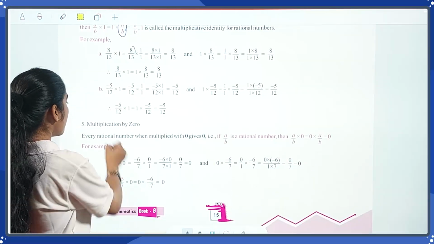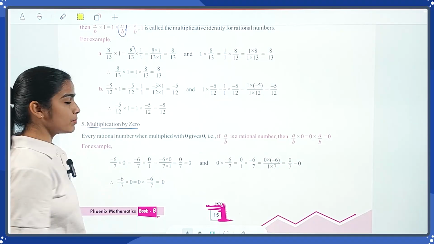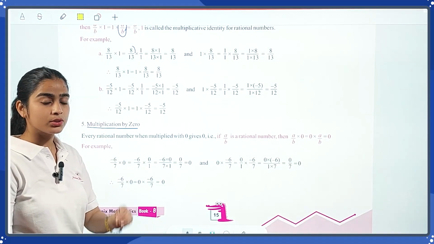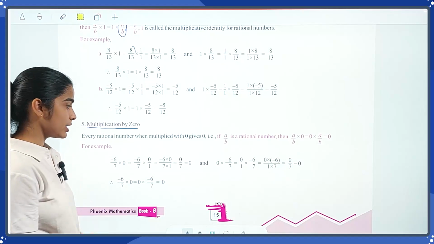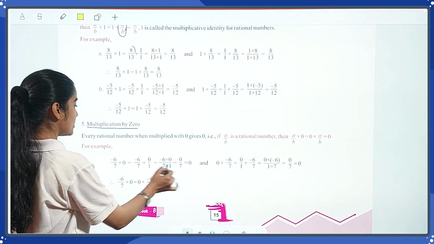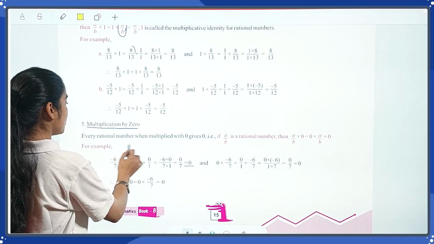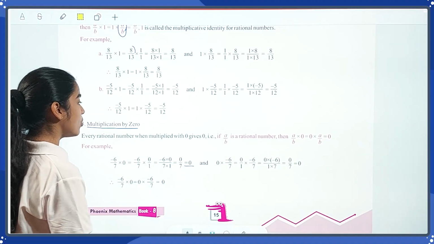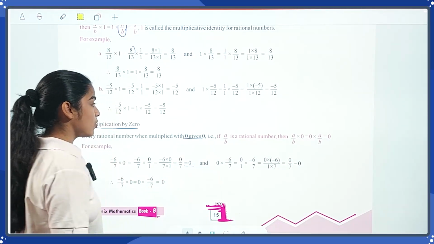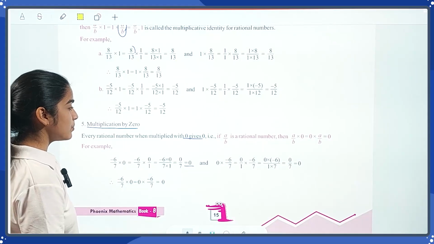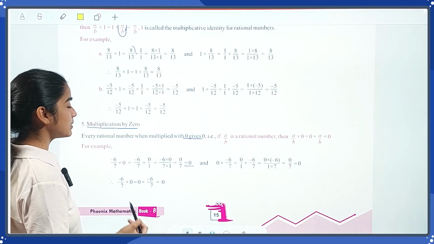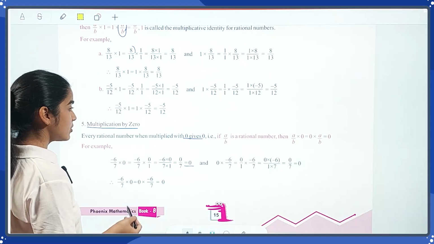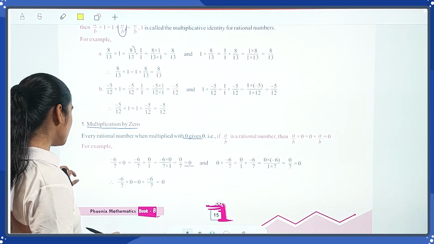Now, multiplication by 0. If you multiply any number by 0, the product is 0 only. So every rational number when multiplied by 0 gives 0. So, if a by b is a rational number, then a by b multiplied by 0 is equal to 0 multiplied by a by b, which is equal to 0.